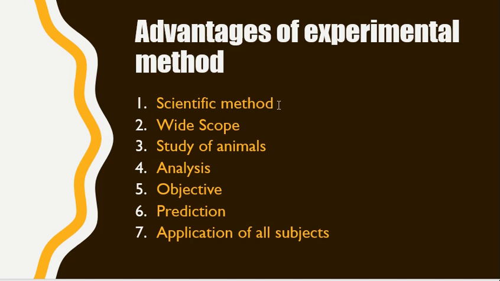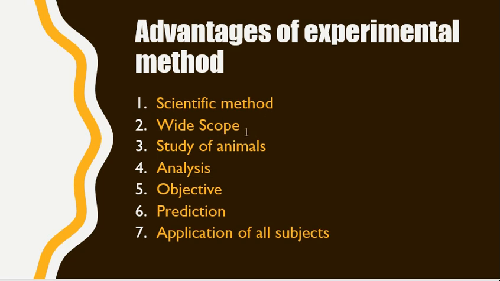Experimental method is a scientific method. Because of this method, psychology has gained the status of science. This is a scientific method because we control the conditions, we check cause and effect relationship, we could predict the behavior of individual by producing certain intervening variable, independent variable, and so on. Scientifically, we analyze the behavior of individuals.